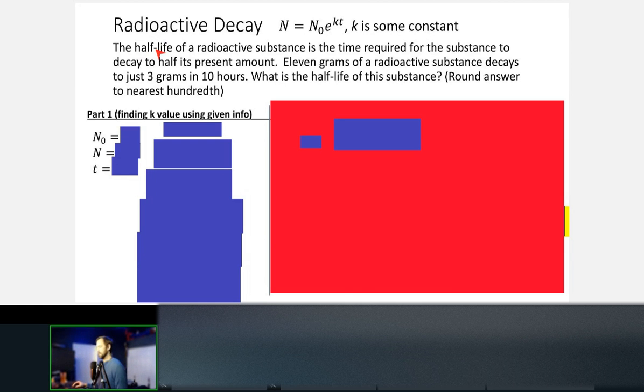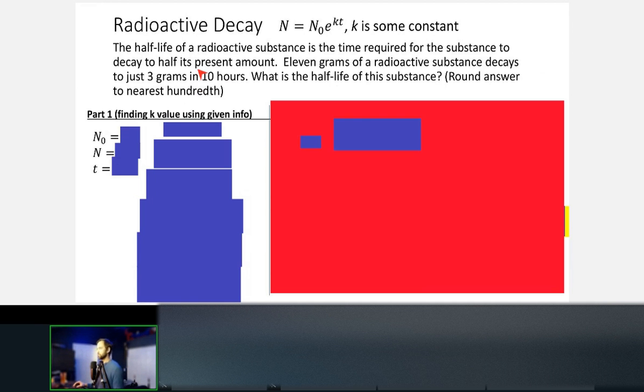For whatever reason, every year I've taught this, students don't understand what half-life is. They don't know the unit, and half-life is time. Again, half-life is the time required for the substance to decay to half its present amount. We have 11 grams of radioactive substance that decays to just 3 grams in 10 hours. What is the half-life of the substance? Round your answer to the nearest hundredth.